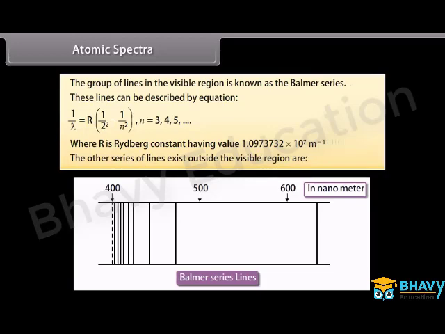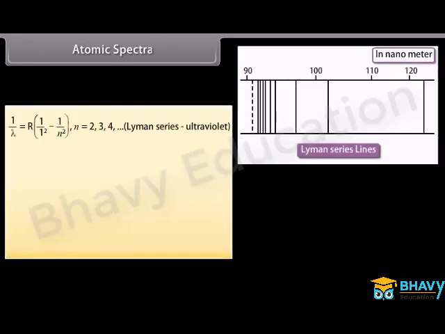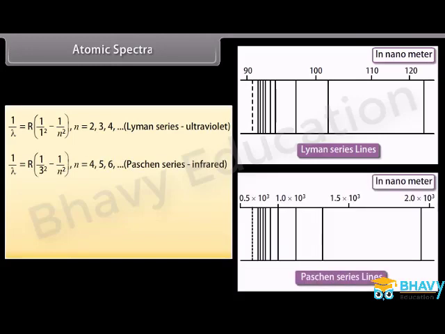The other series of lines that exist outside the visible region are the Lyman series, which is given by 1 upon lambda equals R into 1 upon 1 square minus 1 upon n square. Here the value of n may be 2, 3, 4, 5 and so on. Paschen series, which is given by 1 upon lambda equals R into 1 upon 3 square minus 1 upon n square. Here the value of n may be 4, 5, 6, 7 and so on.